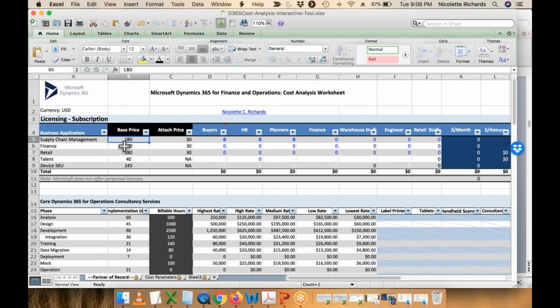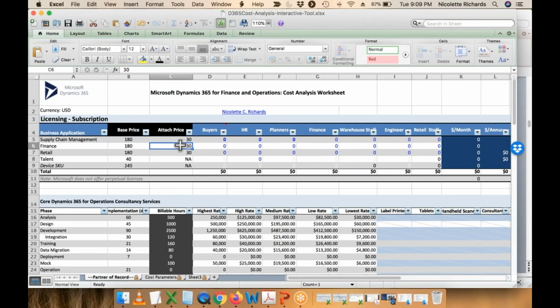Okay, so your buyers are not going to use the financial modules. They're not going to use retail and talent and the device SKUs. You've got HR, and I believe the human resources module is still going to be falling under the supply chain, right? So it's either going to be under the supply chain or finance, but I believe it's going to be supply chain.